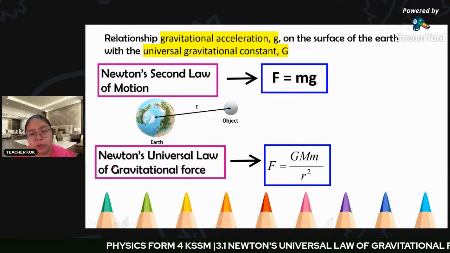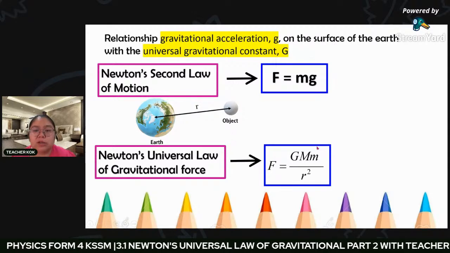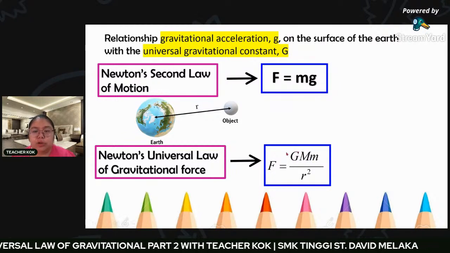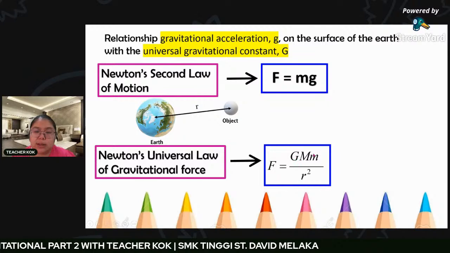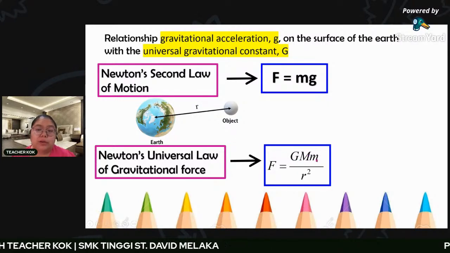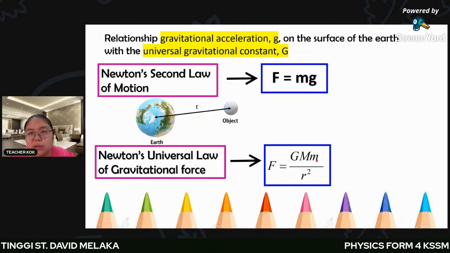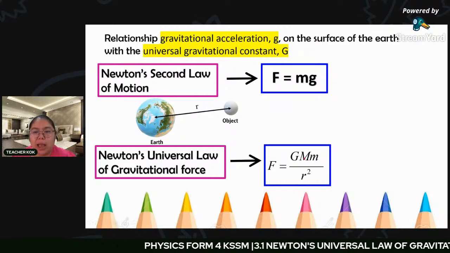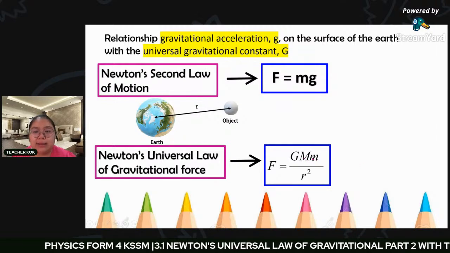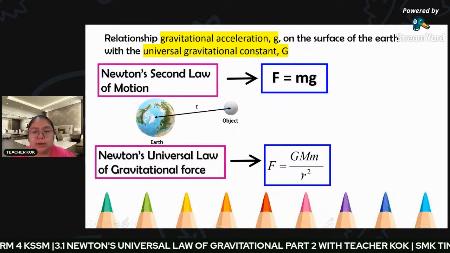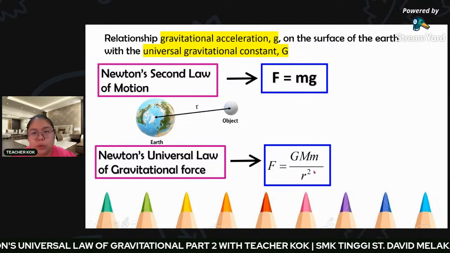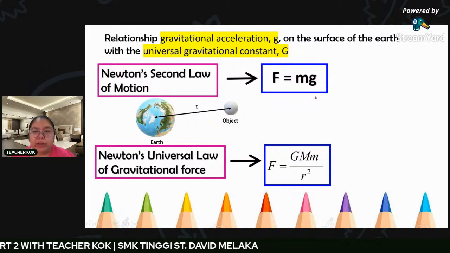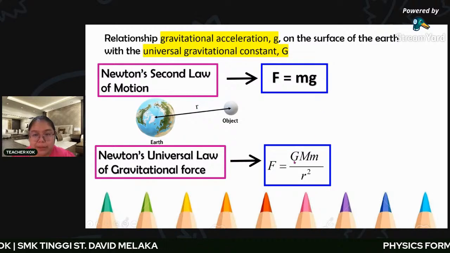Next, Newton's universal law of gravitational force, which we learned before. The force equals G, the gravitational constant, times capital M and small m. Capital M is normally the mass of the bigger object. If it's Earth and Sun, the bigger M is for the Sun, and the small m is for the Earth. R squared means the distance between the centers, center to center.